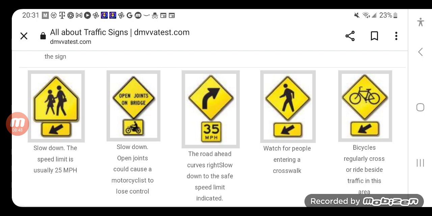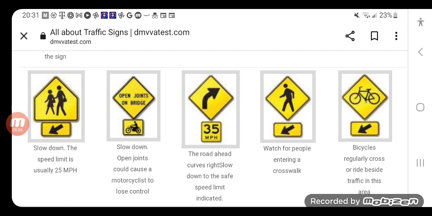Whenever you see people in the sign like this, it usually means pedestrians and school crossings, so that you have to slow down to at least 25 miles an hour, so pay attention to that. You'll see that again around cities and schools and things like that.